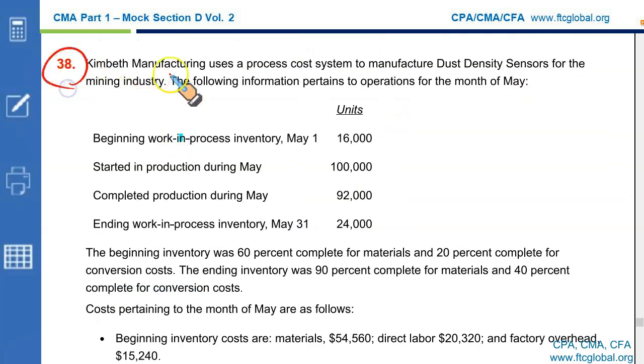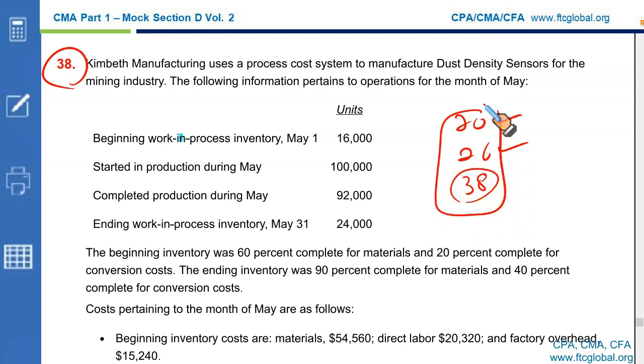Okay, this question was already done as a sequence of questions 20, 26 and 38 under the weighted average method. We calculated the material cost per equivalent unit, then the conversion cost in question 26, and in question 38 we are required to calculate the value of work in process, already done in the sequence of these questions.